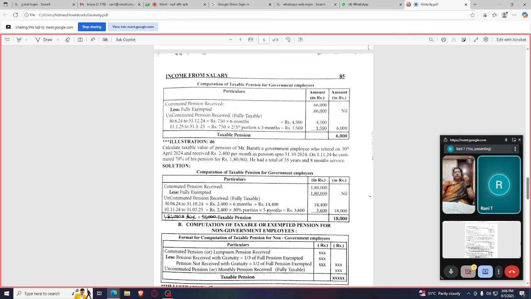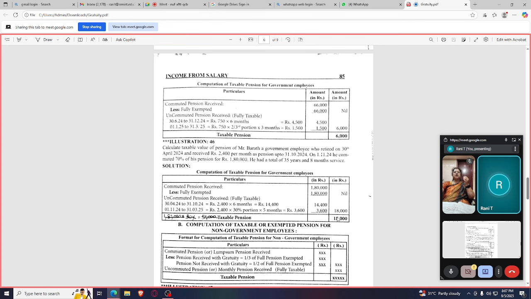Okay, so here from 1/11 only. So October you have to leave; November, December, January, February, March. Just a minute. So what are the other 5 months? From 1/11/2024 to 31st March, how many months does it come to? 11, 12, 1, 2, 3: 5 months. So that 2,400 into 30 percentage into 5 months you get 3,600. You add these two, you get 18,000, which is the fully taxable pension.